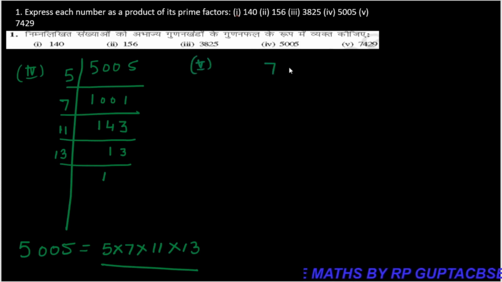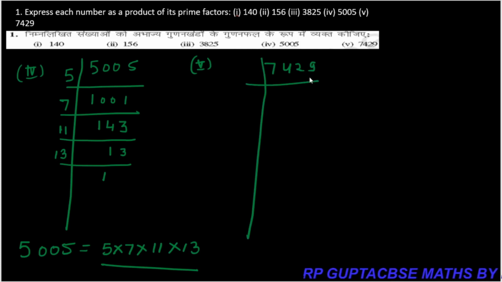What is given here? It is given as 7429. So let me tell you how to do this. Again for this one, first of all I will try 3, but it is not divisible by 3. So I will divide it by 17.